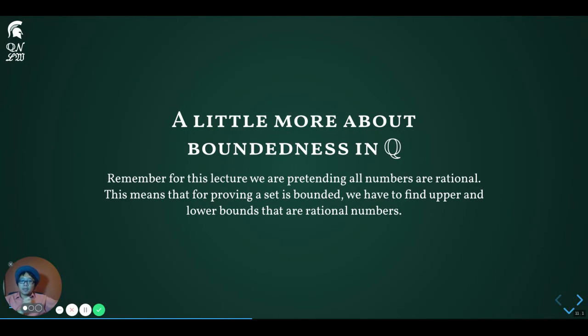Before we move on in the next few lectures to completeness, I want to talk a little bit about a related issue. In this lecture, we have pretended that all numbers are rational and forgot about the existence of irrational real numbers. Working under this assumption, when proving a set is bounded, we have to make sure to use only rational numbers, meaning that the upper and lower bounds that we find need to be rational numbers. To illustrate, we give an example.